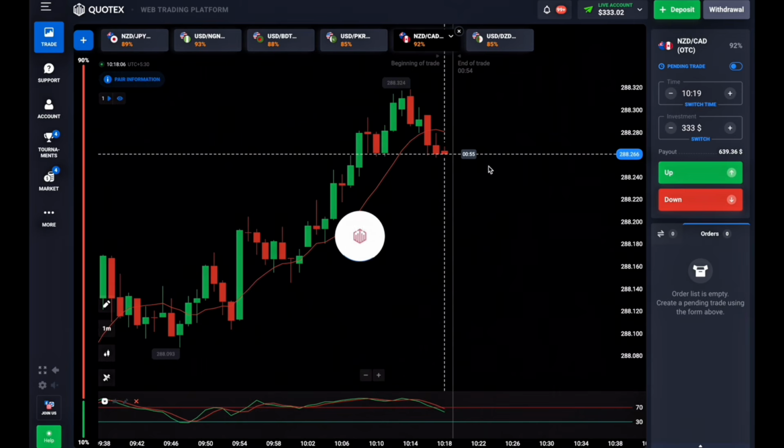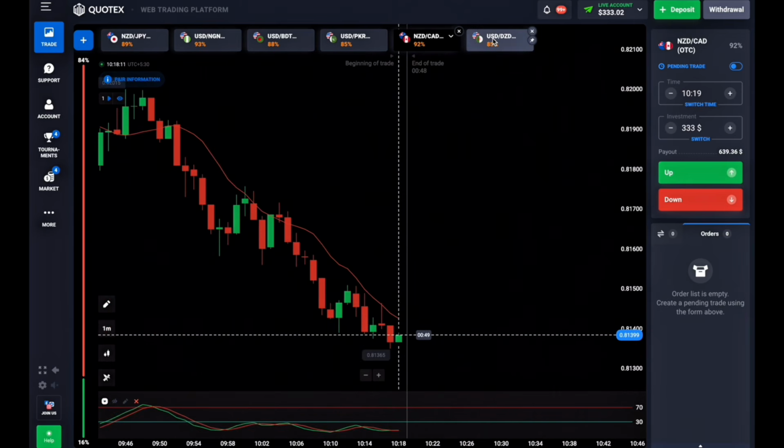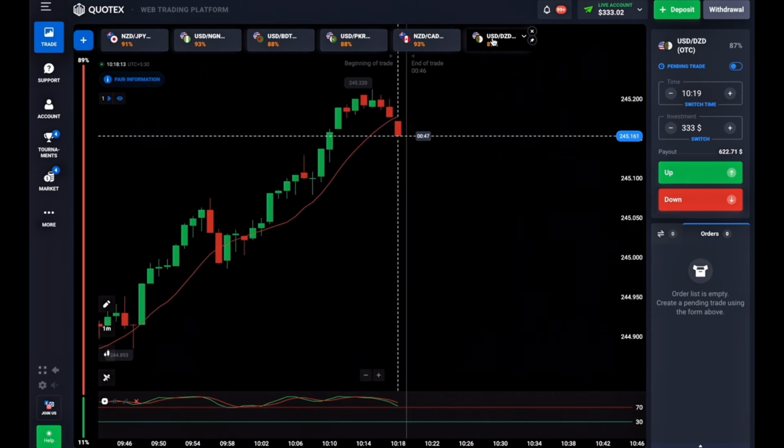I will look for a high probability trade setup. So let's scan through multiple currency pairs.